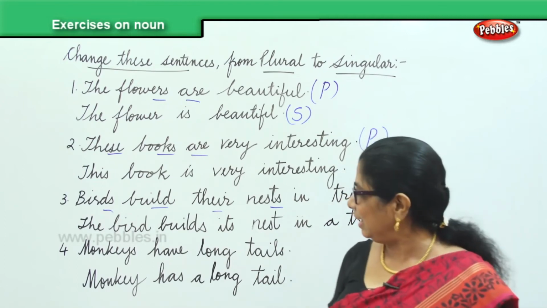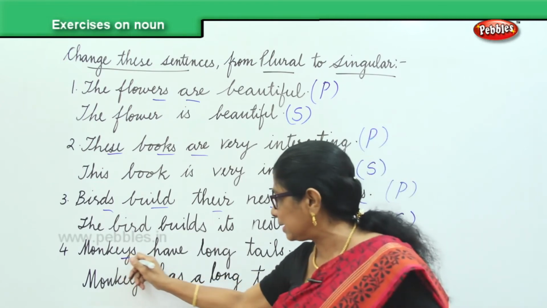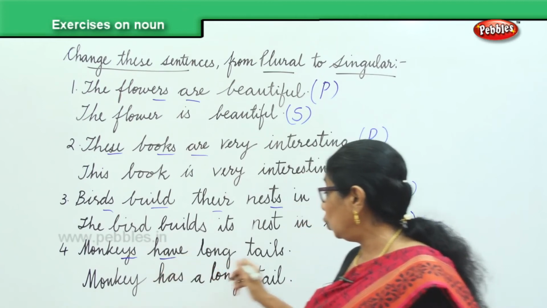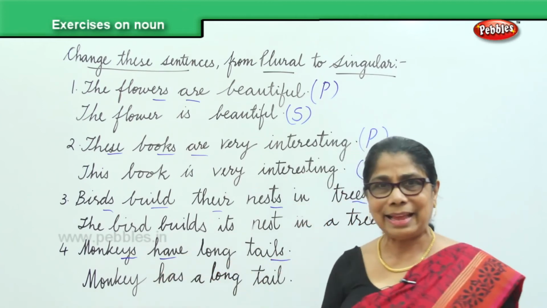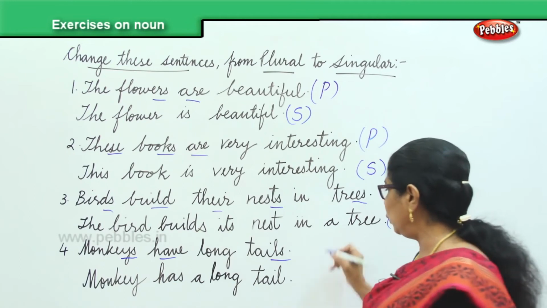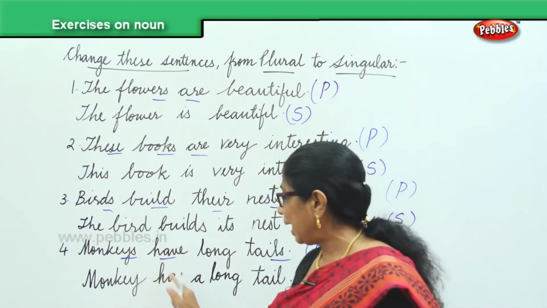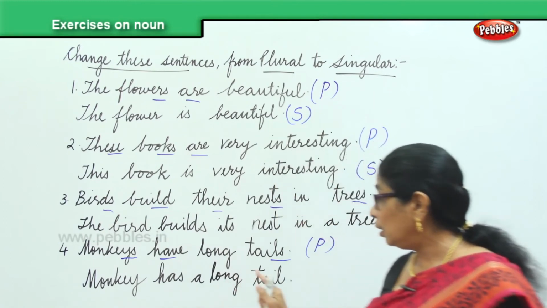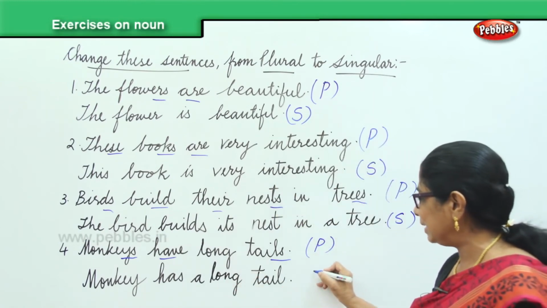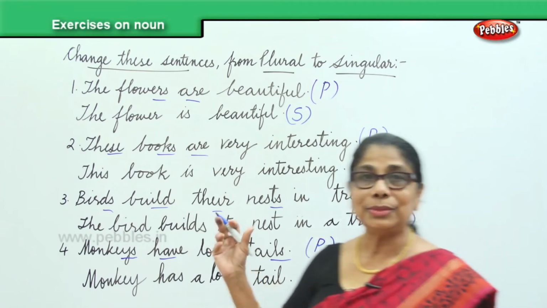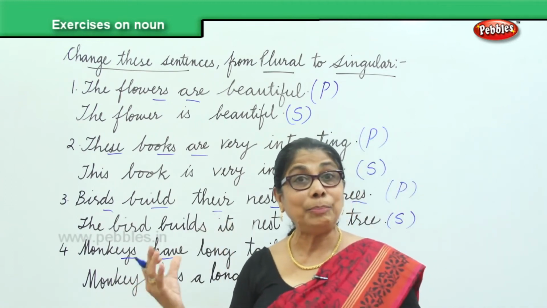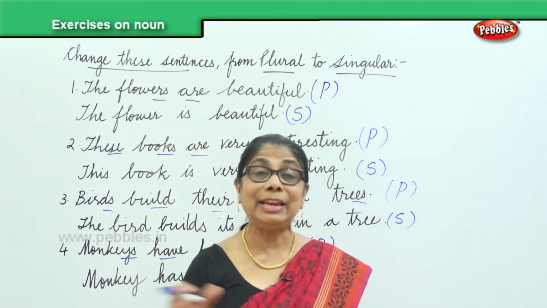And finally you have, monkeys have long tails. And here, we are going to make it into a singular sentence. Monkey has a long tail. That's a singular form. So we learn to change the plural form of sentence into singular form.